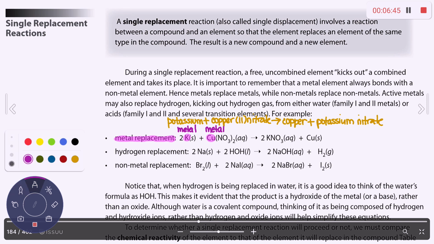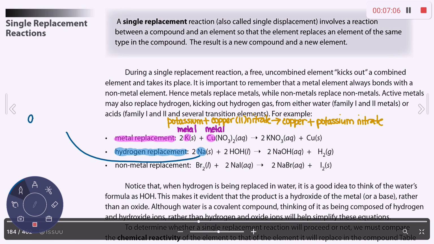For the next example, we have something called hydrogen replacement. There's a couple of different instances when you'll see something like this, but generally speaking, the element that's alone has to be an active metal, which I will show you what those are in a second. Active metals will react with water at room temperature.